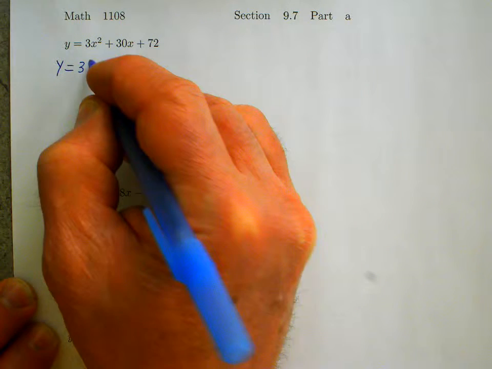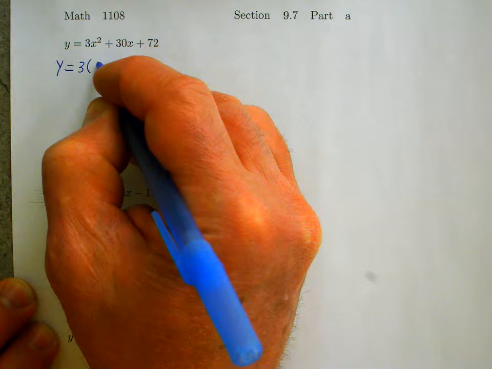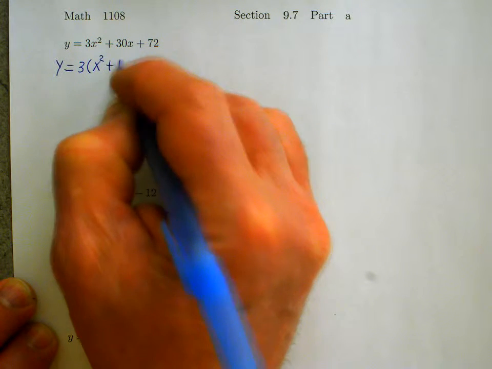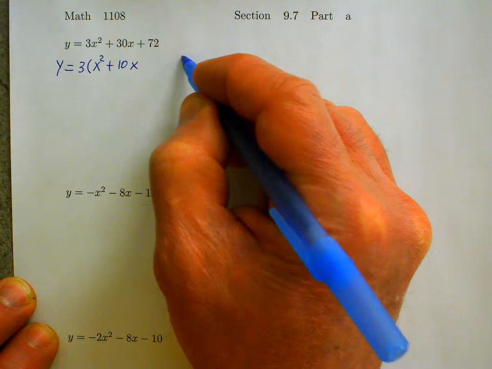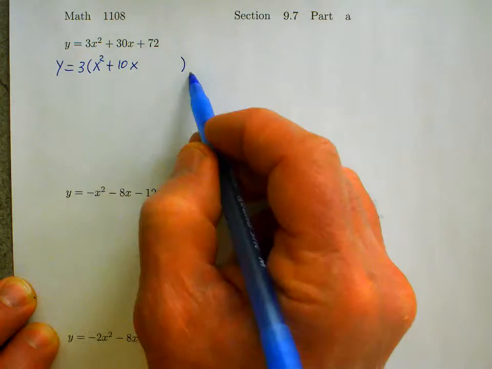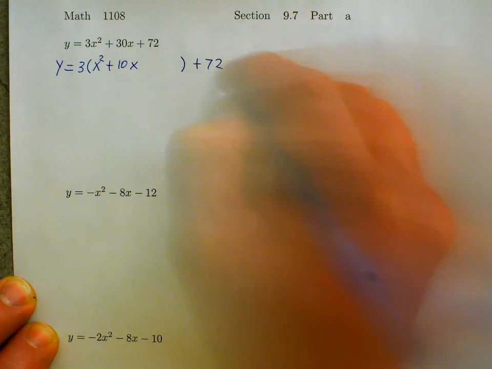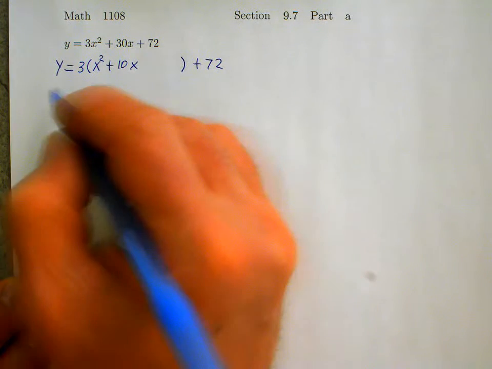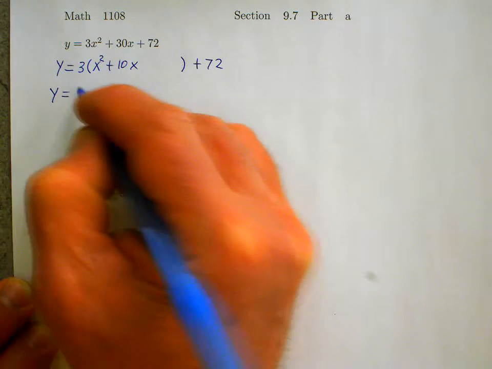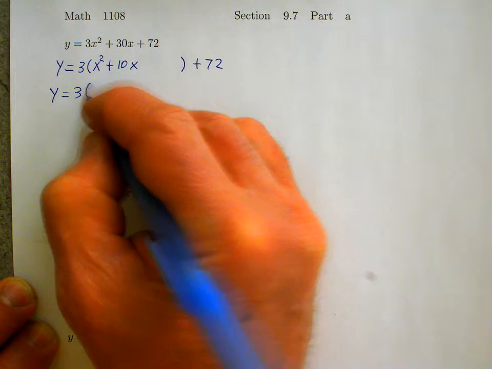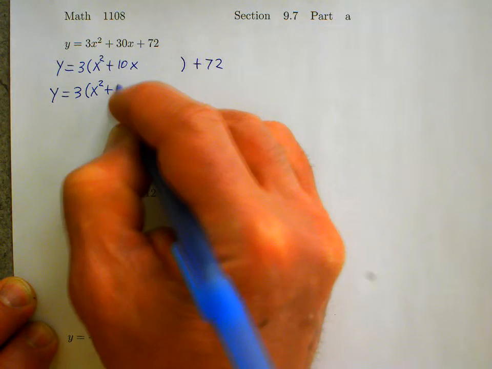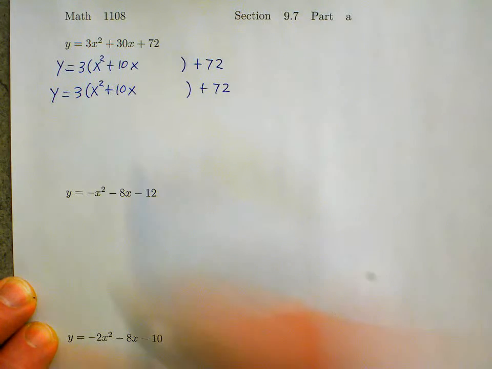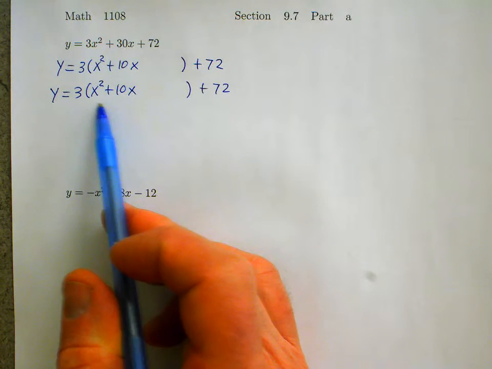So we factor 3 out of 3x squared plus 30x, and we get 3 times the quantity x squared plus 10x. Leave some space, and then put plus 72 on the outside. So in the next step, we add 0 on the inside of the parentheses. So now we focus on the x squared plus 10x.